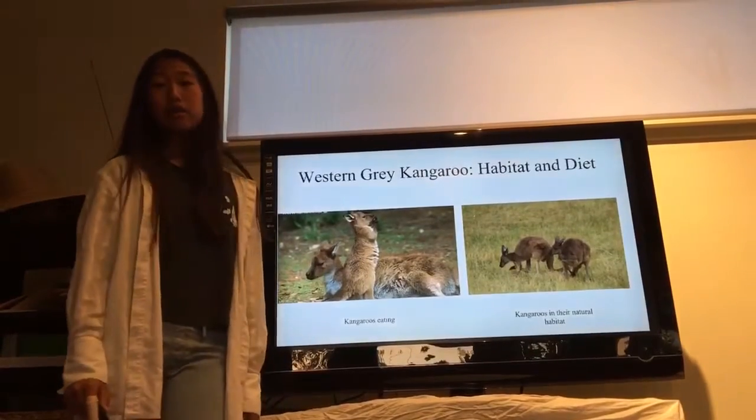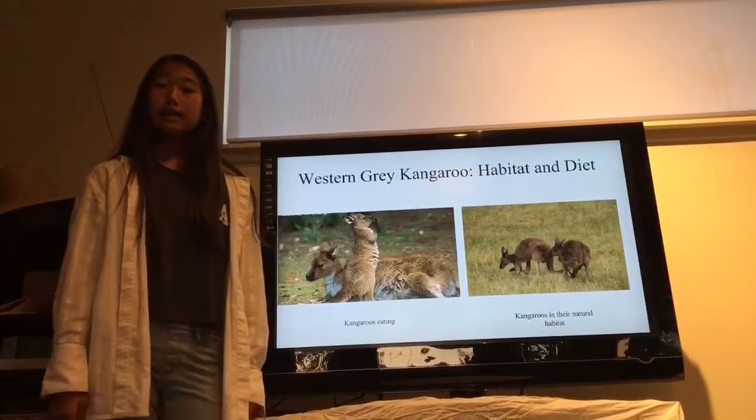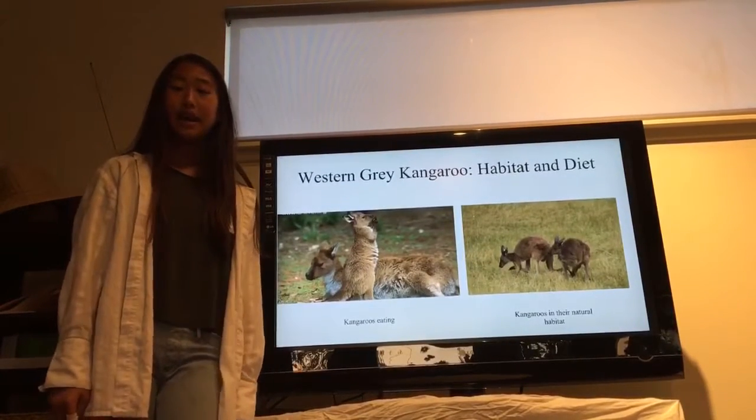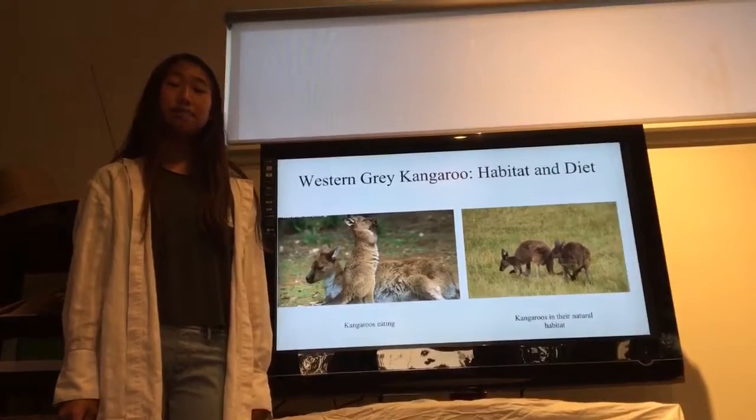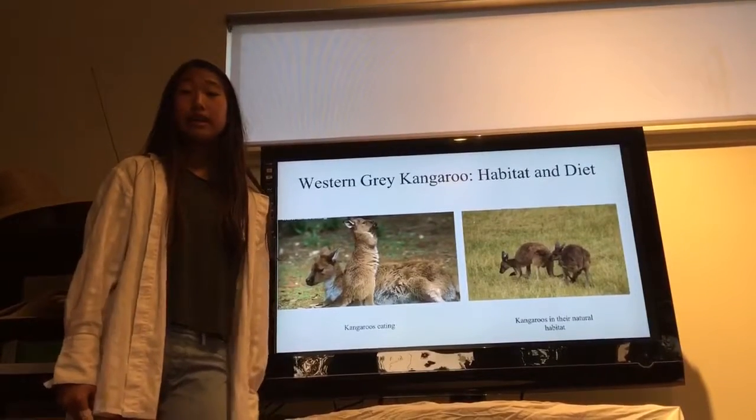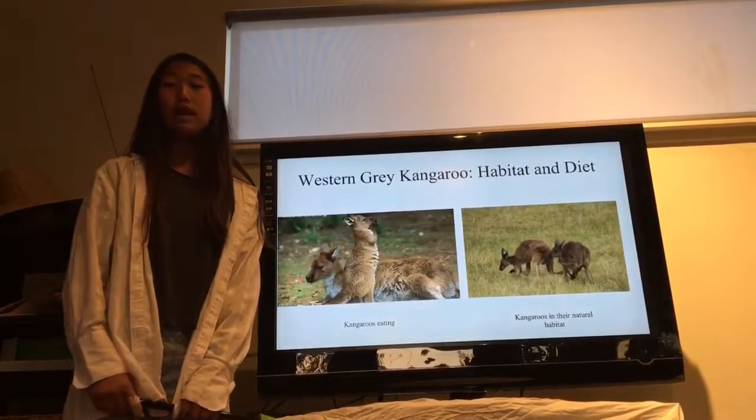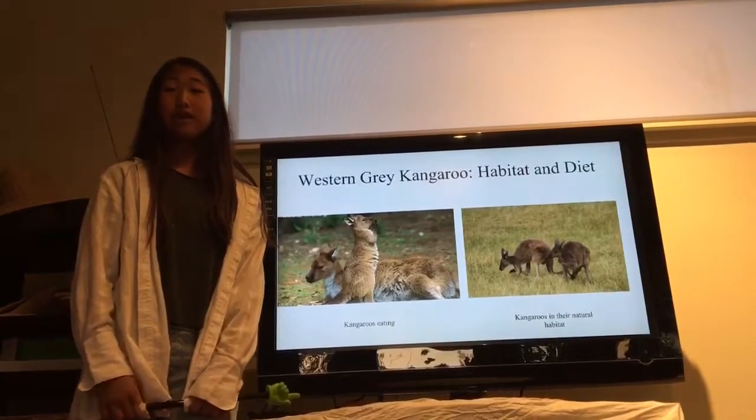Western grey kangaroos are large herbivores that eat leaves, grass, herbs, and tree bark. They eat mainly at night and are able to eat certain plant toxins. And when they eat, they balance on their tail and their hind legs and their forearms and swing their hind legs forward.